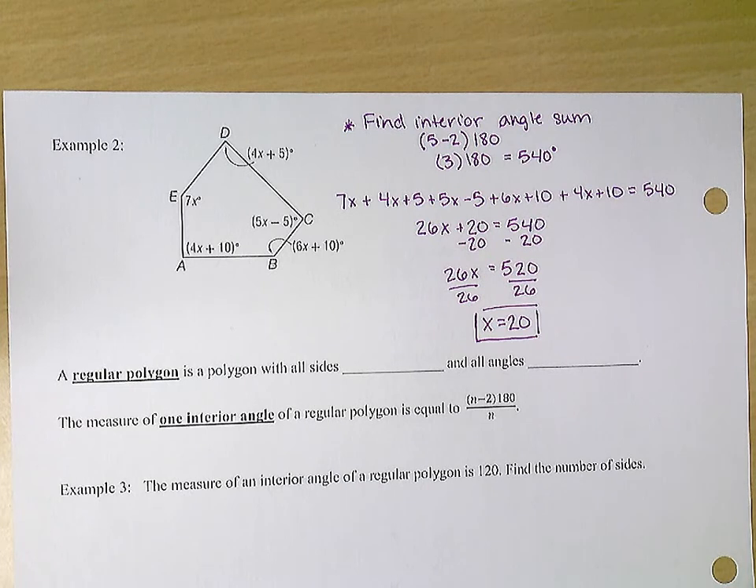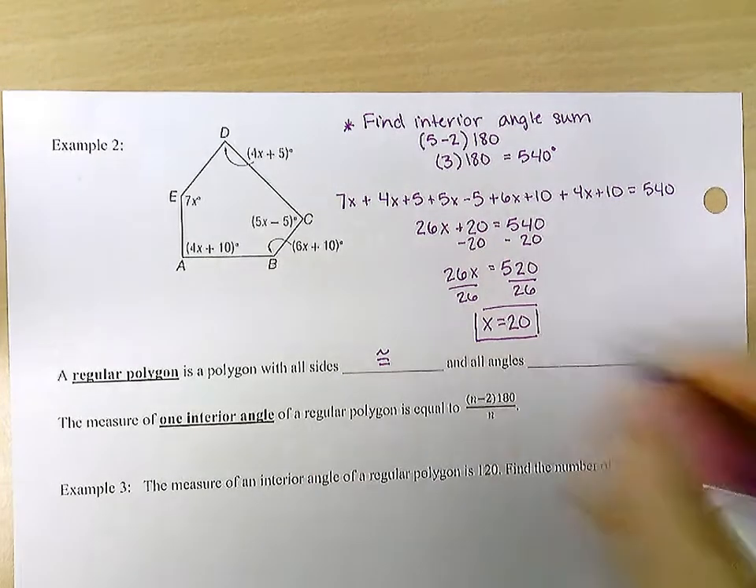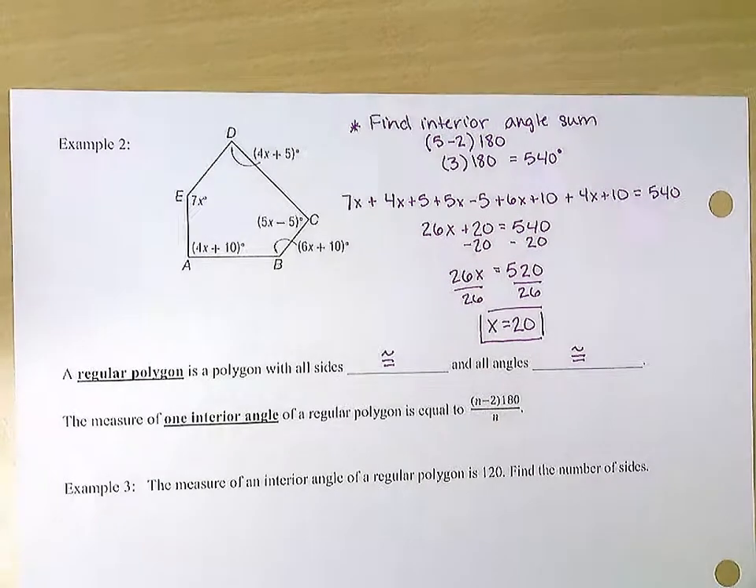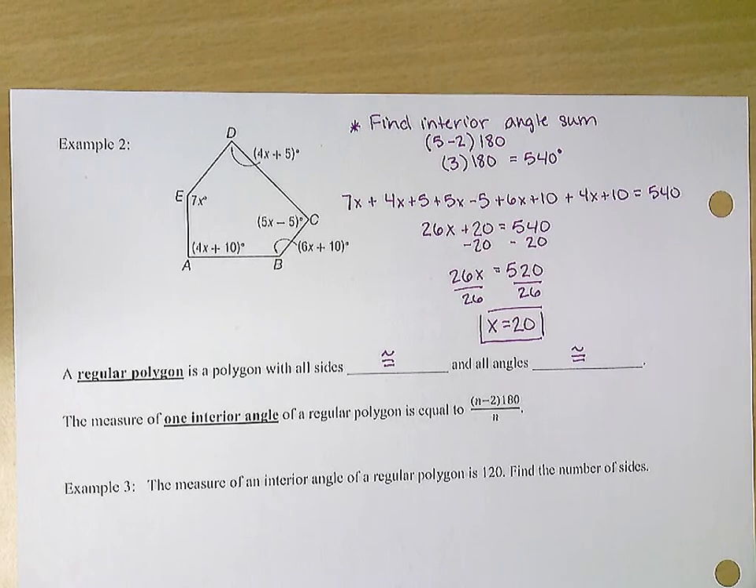So next I want to talk about a regular polygon. A regular polygon is a polygon with all sides congruent and all angles congruent. So all your sides are going to be the same length and all of your angles are going to be the same measure. All sides the same, all angles the same.